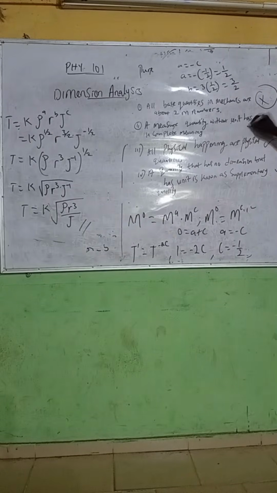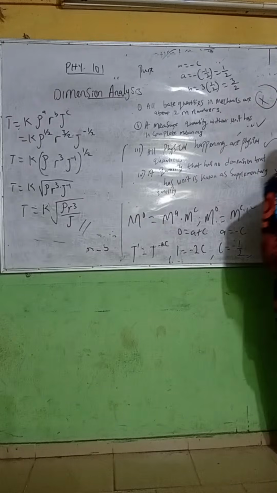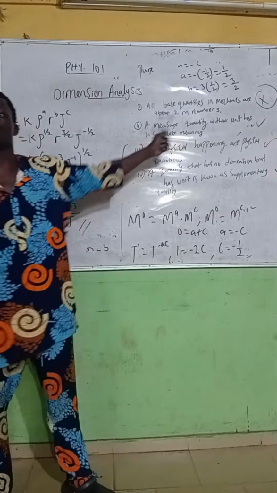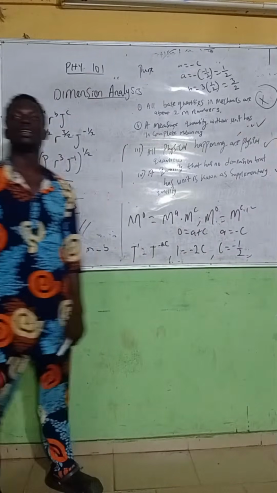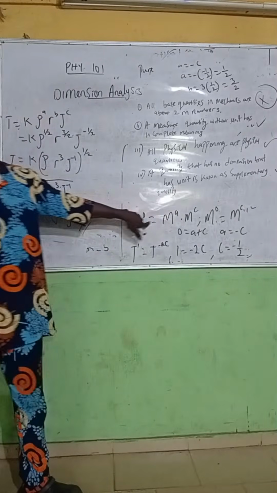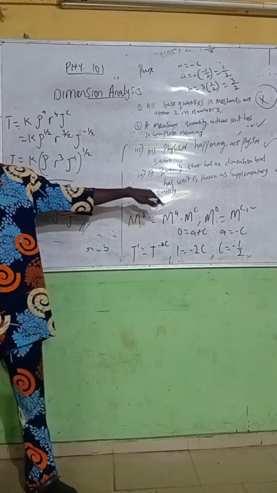So 2 is true. I hope that's clear now. 2 is not false. A measured quantity without unit is not meaningless, just that the meaning is not complete. It still has some meaning. Also take note of this: a supplementary quantity is a quantity with unit but without dimension.